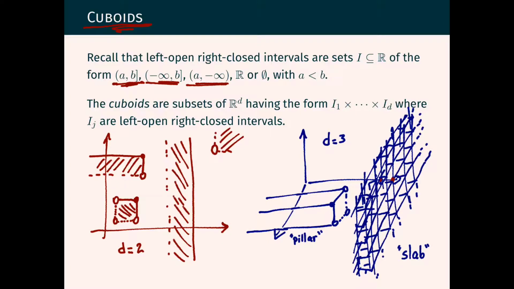Here is a pillar. A pillar is infinite in one direction, but then it is just a rectangle in the plane perpendicular to it. Or we can also have slabs. Here's a slab. It is infinite in 2 directions, this direction and this direction, and in the first direction, it is just an interval, open on the left, closed on the right.